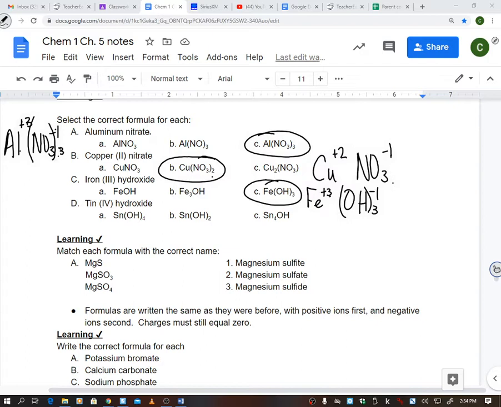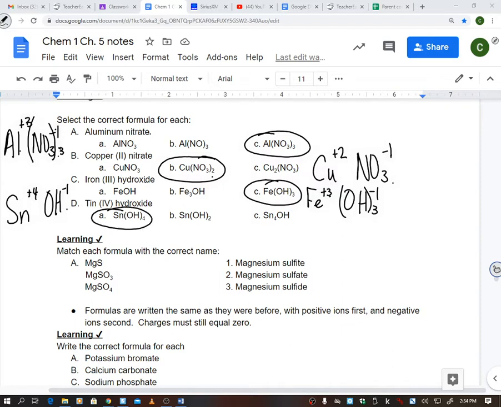And then lastly, I have tin 4. So it means that charge is +4, and hydroxide again. So it's OH -1. I'm going to crisscross, so that 4 goes to the hydroxide.